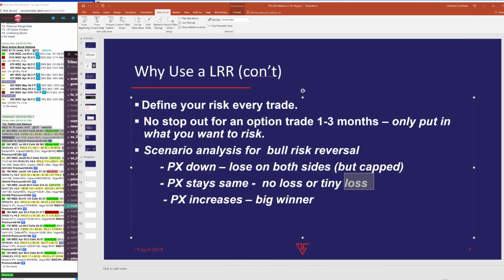Now, here's the other thing that's pretty nice. If the price stays the same, and I had a number of these that I put on, and some of them are already off the sheet, but if the price stays pretty much exactly where it is, you go back to this profile.